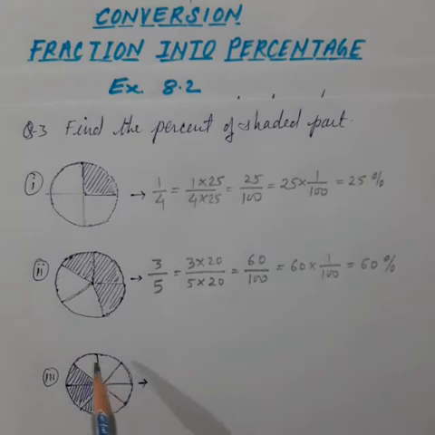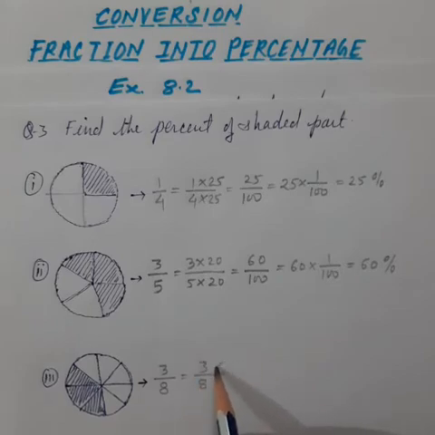Third, here out of 8 equal parts, 3 parts are shaded. So the fraction for the shaded portion is 3 by 8. Here denominator 8 is not a factor of 100. So multiply both numerator and denominator by 100.